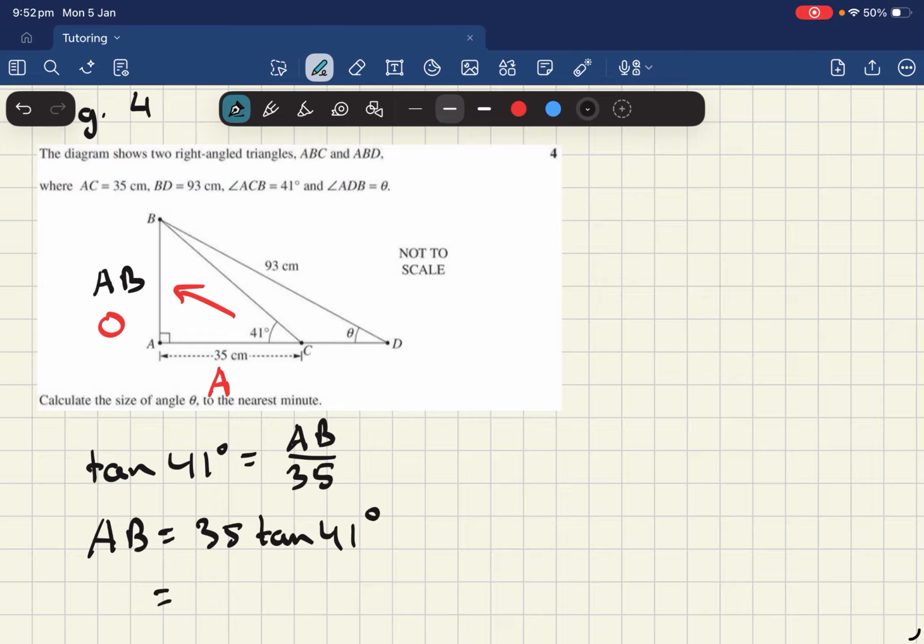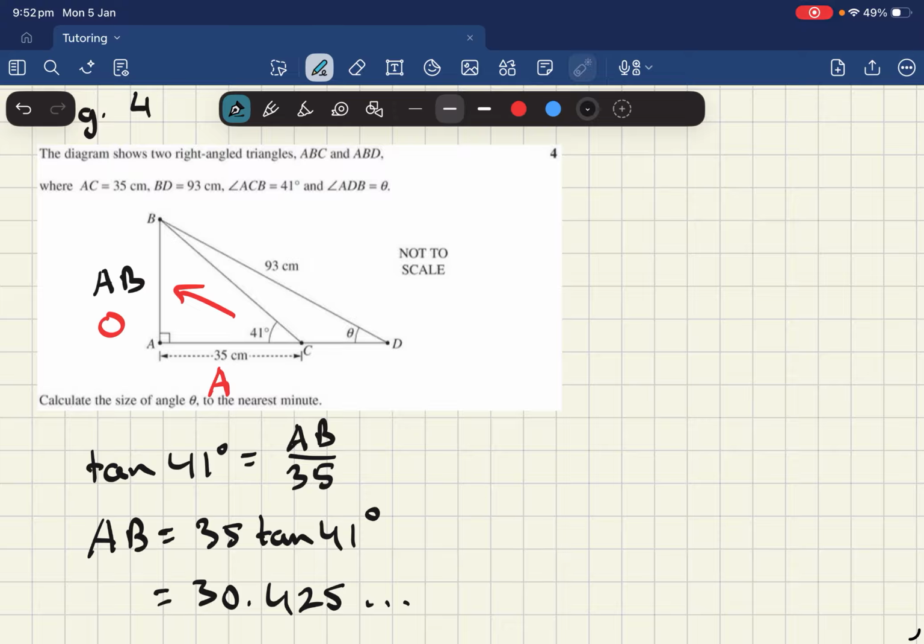Okay, so we're going to put this in our calculator, but we're going to be careful not to round too early, okay? So if I put this in my calculator, I am going to get 30.425... Now we're going to use the answer function in our calculator to find the angle, but this is just the answer we get. This is the length of AB.